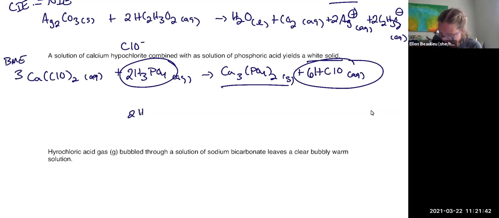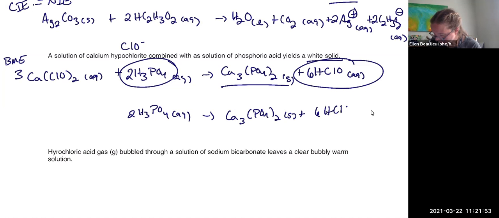So I have 2 H3PO4 yields calcium phosphate plus 6 HClO. And anything you didn't circle or underline gets fully dissociated. So 3 calciums plus 6 hypochlorites.